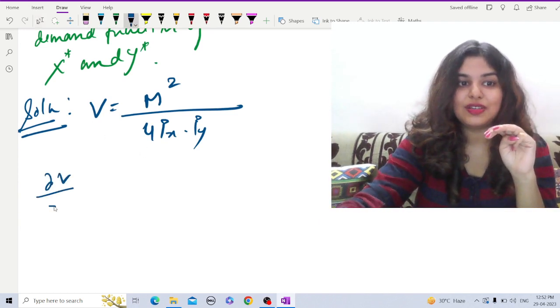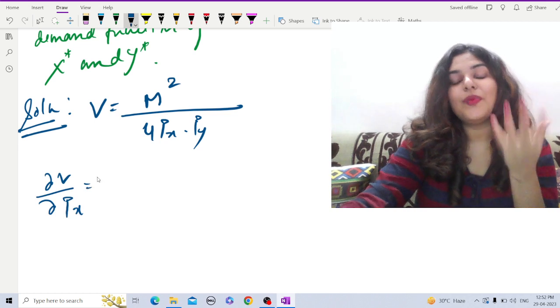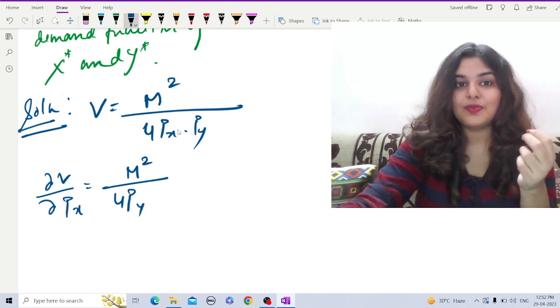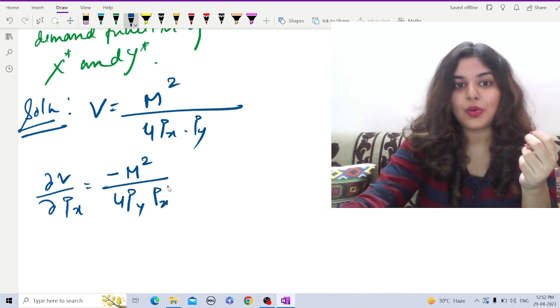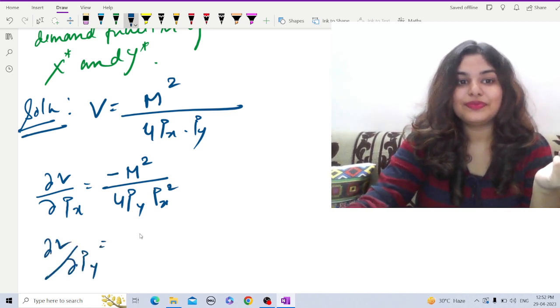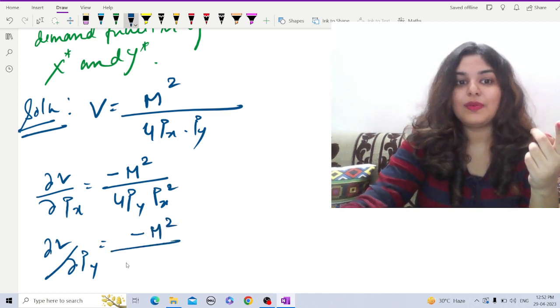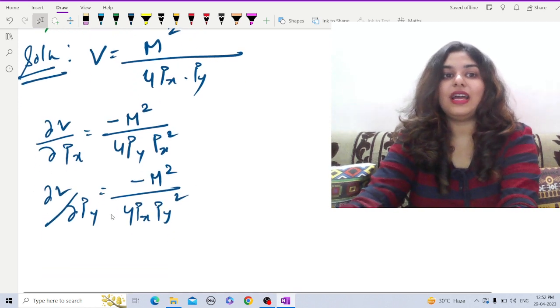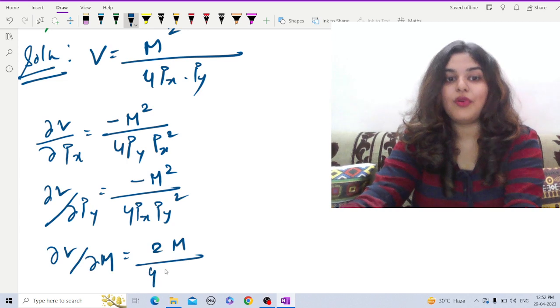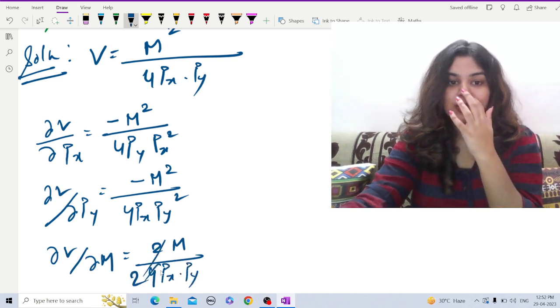The first one is delta v by delta px. So how much is delta v by delta px? This is m square by 4 into py, which remains as it is, and px gives minus of px square. Next, delta v by delta py. This is again minus of m square by 4 px into py square. And finally we have delta v by delta m, which is equal to 2m by 4 px into py. So let us cut it, and in lowest terms it is m by 2 px py.